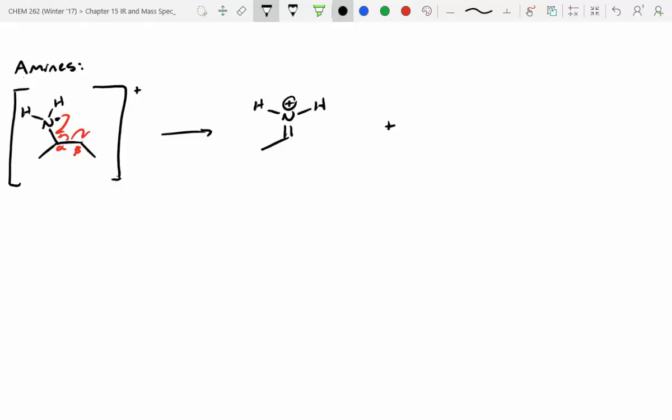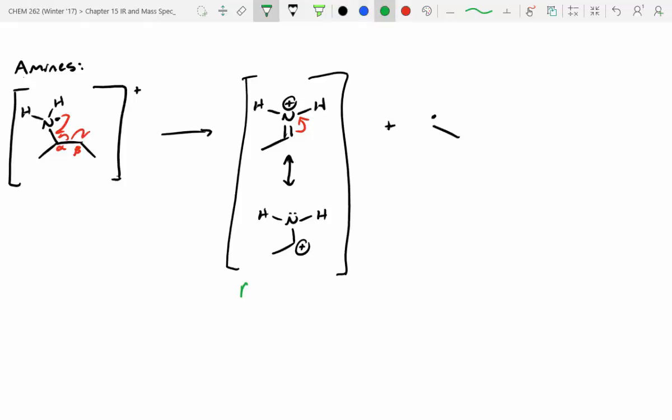And just like with our previous example with alcohols, this is a really nice cation because it's resonance stabilized. You can move that pi bond up to the nitrogen and put the positive charge on the carbon. So this again is resonance stabilized. Does that make sense?